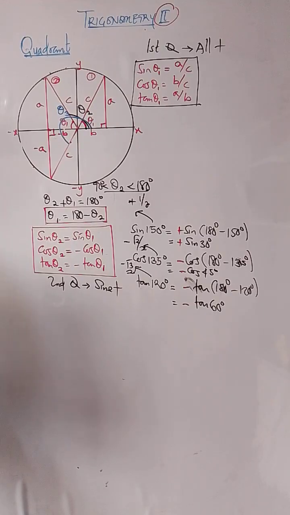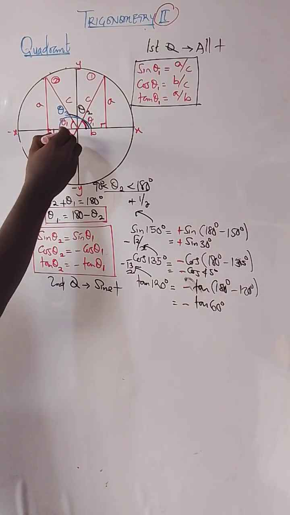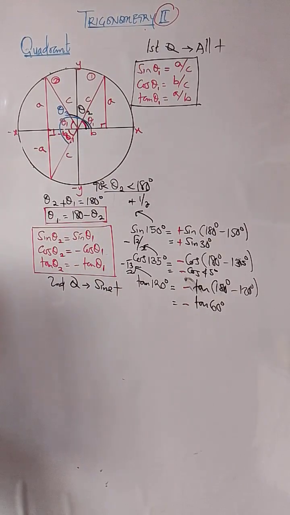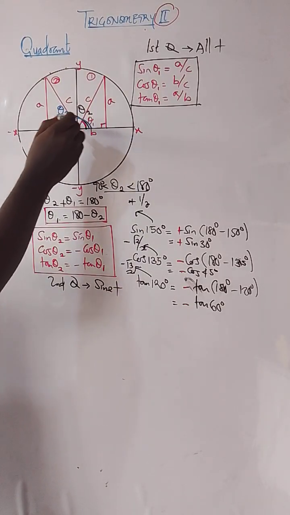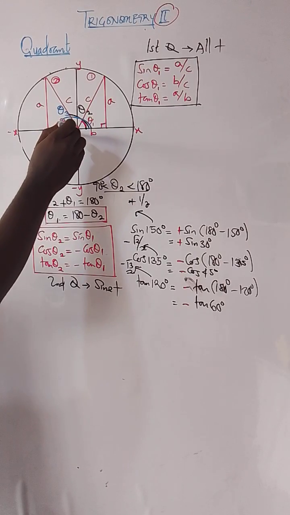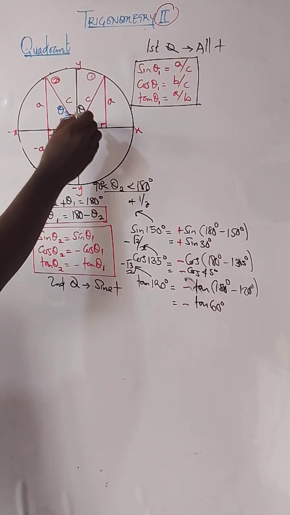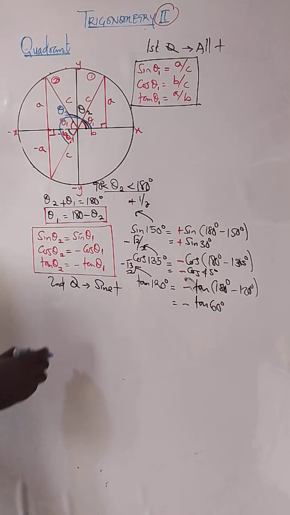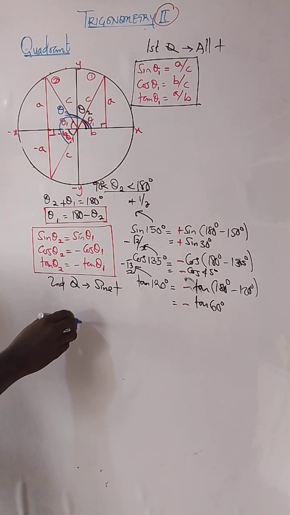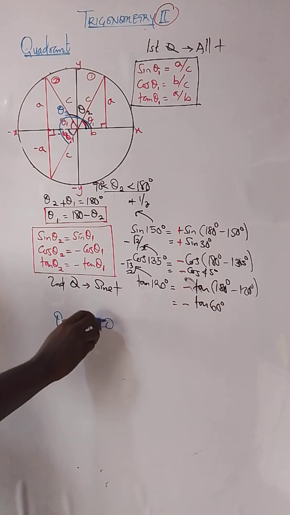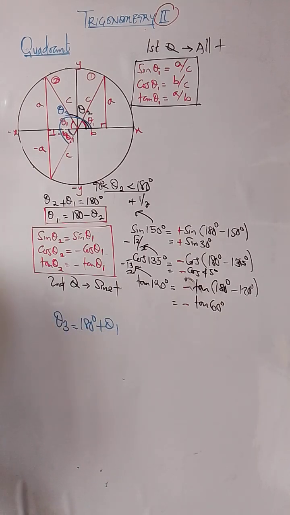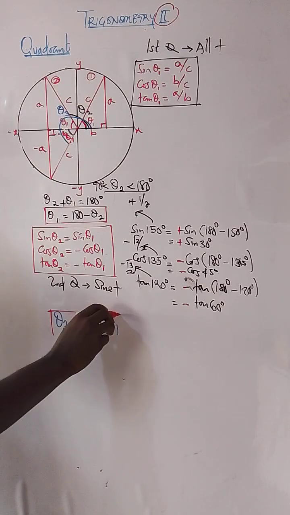This is always theta 1. Something is obvious here. From this point to this point is 180. If I add theta 1 plus 180, I'll get theta 3. So theta 3 equals 180 degrees plus theta 1. So that's the relation for the third quadrant.